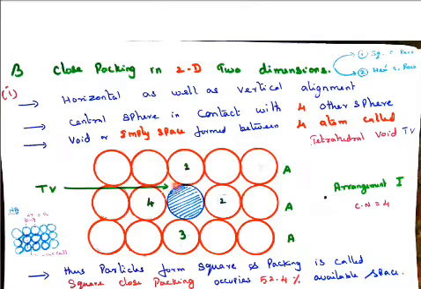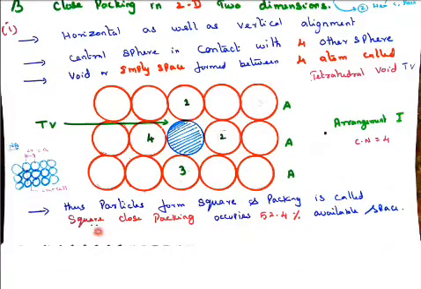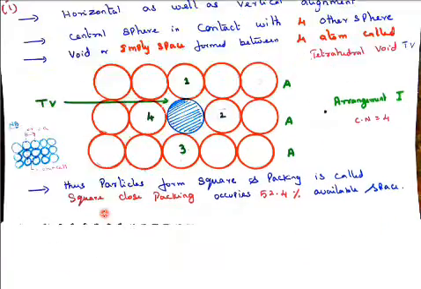If four atoms are in contact with each other and with one central atom, they form a tetrahedral void. Already I told you, four atoms are in contact, they will form a tetrahedral void. So just draw the lines here: 1, 2, 3, and 3 to 4, and 4 to 1. So we are getting a square. So it is called square close packing. The coordination number is 4. Here the particles are square packed.